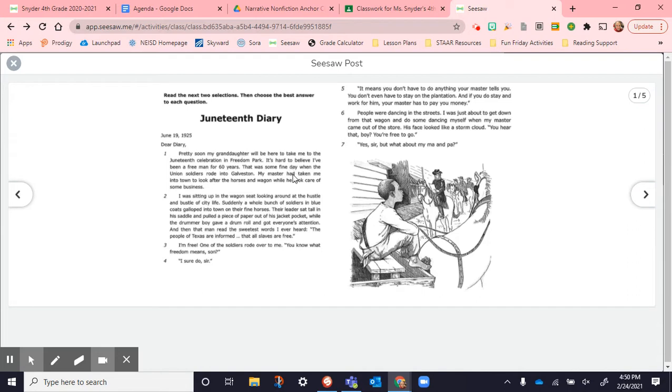And then he does this flashback to when he was younger, and it's talking about, it's hard to believe he's been a free man for 60 years. So when he thinks back to this some fine day, that's going back when he was a young boy. So just really stopping and thinking about, okay, what exactly did I just read? What's going on in the story?